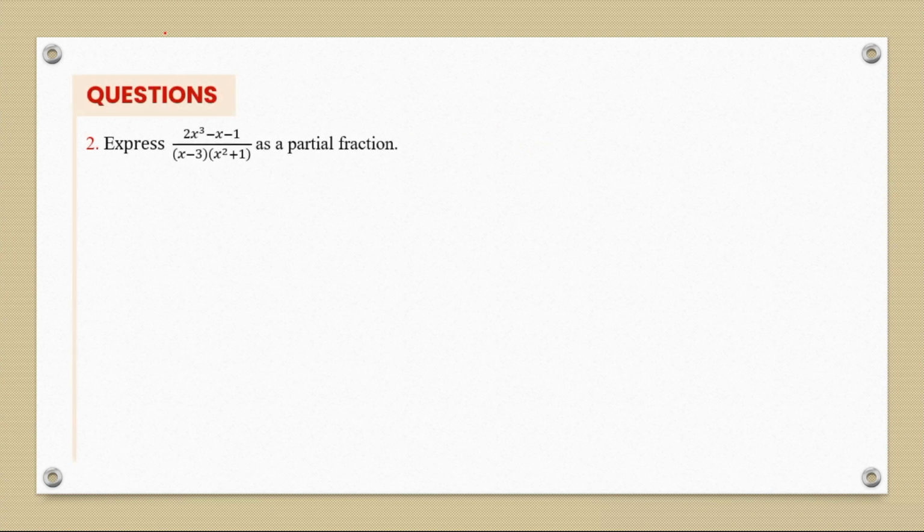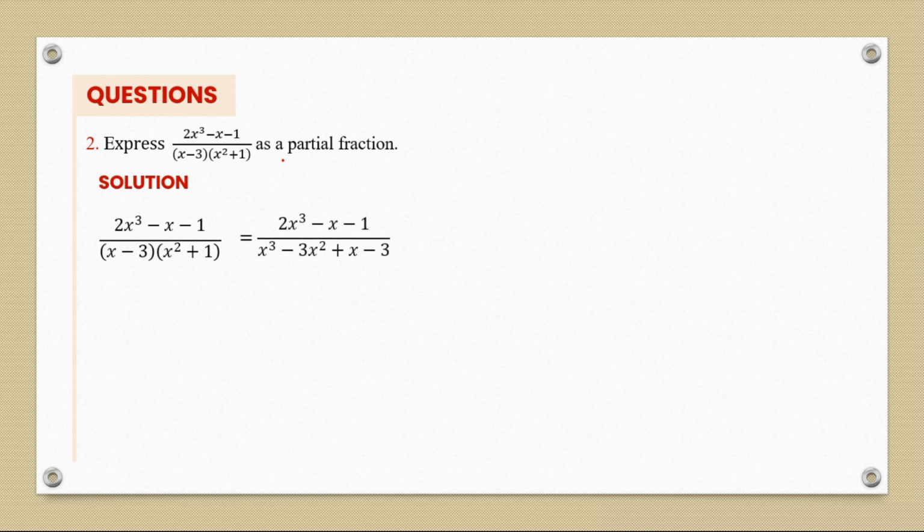So this is another question. We have 2x cubed minus x minus 1 as a partial fraction over x minus 3 into x squared plus 1. Alright, now let's look at this critically again. So as you can see, when you open these brackets, you can actually see that the highest power at the numerator is actually the same as the highest power at the denominator. So this is an improper fraction. So you shall need to employ long division.